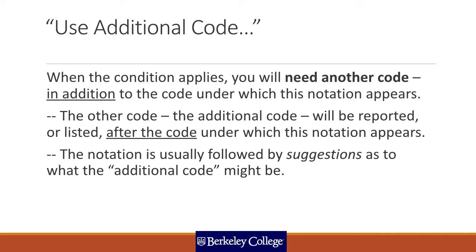This notation, use additional code, explains several important things. When the condition applies, you will need another code, in addition to the code under which this notation appears. The other code, the additional code, will be reported or listed after the code under which this notation appears. And the notation is usually followed by suggestions as to what the additional code might be. This is only a suggestion, and this additional code must still be looked up and verified in the tabular list before reporting.